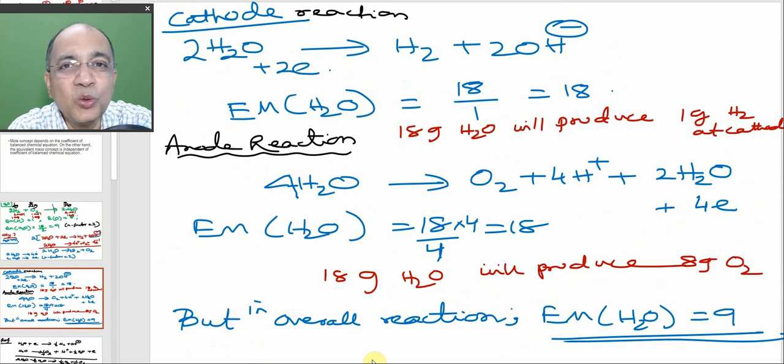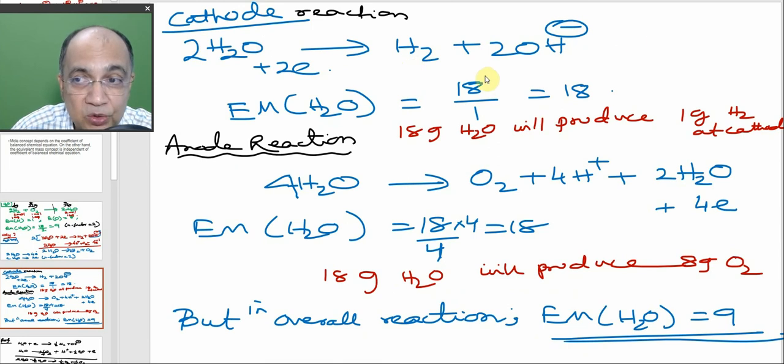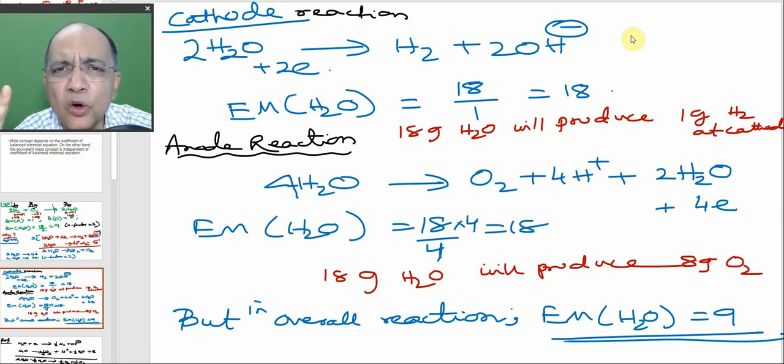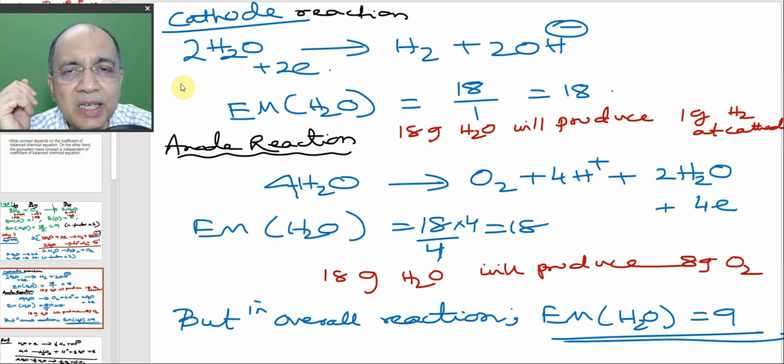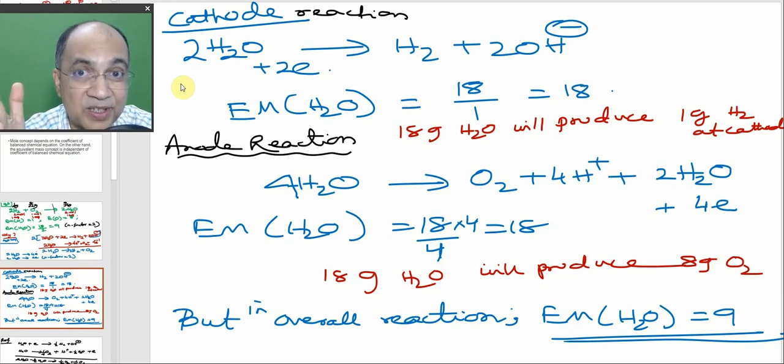Now let's look at this interesting part, that the same water can have an equivalent mass of 18. For example, look at the cathode reaction alone, not the net reaction. So this is 2 water giving H2 plus 2 OH minus. Some of you at a lower level only write 2H plus 2 electrons gives H2. You don't put 2 OH minus, you don't write 2 water. But in reality, water is not ionic. It splits into ions only at the time of electrolysis at the electrode surface, right?